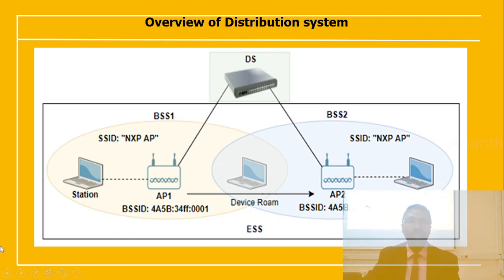So here we'll have the overview of the distribution system. You'll have the SSIDs, NXP, AP. The station will be communicating to AP1 through the distribution system. Then this will be communicating with AP2. So here we'll be having the device roaming. BSSID here, BSSID also here. So this will be connecting to the station, your laptop.